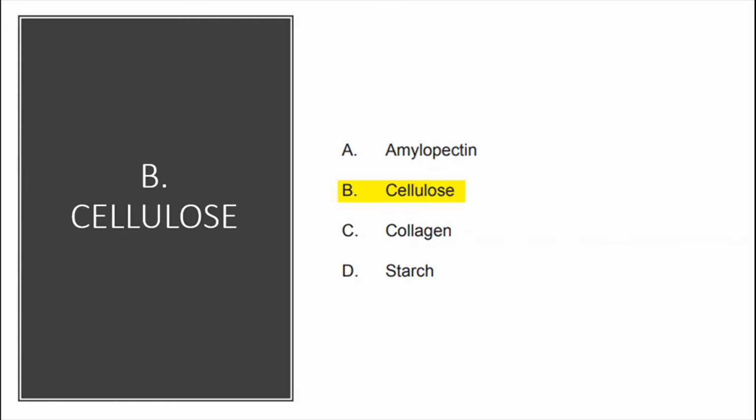So the correct answer is B, cellulose. We know that cellulose is used for structure in plants, and it's found in their cell walls and helps give the cell wall that rigid geometrical structure.